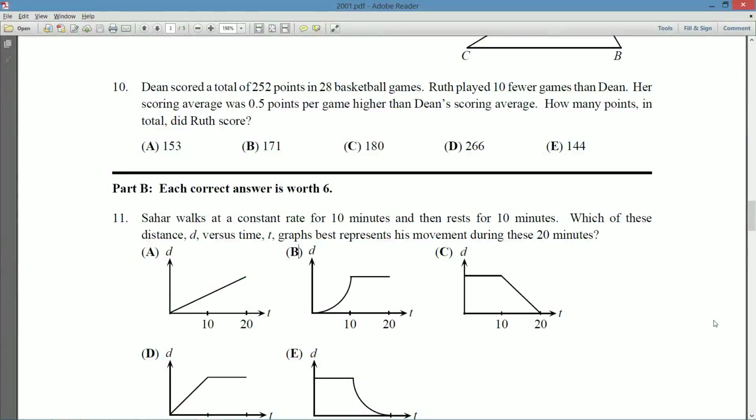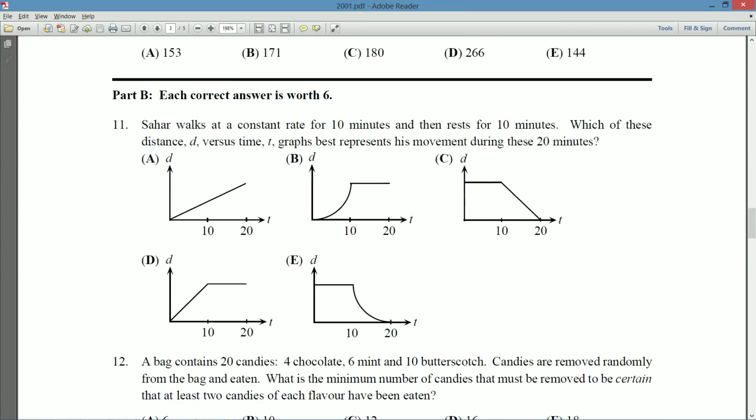That's the multiple choice paper put out by the University of Waterloo, and we're looking at the year 2001 paper. We're up to question number 11, and question 11 says, Sahar walks at a constant rate for 10 minutes and then rests for 10 minutes. Which of these distance, d, versus time, t, graphs best represents his movement during these 20 minutes?